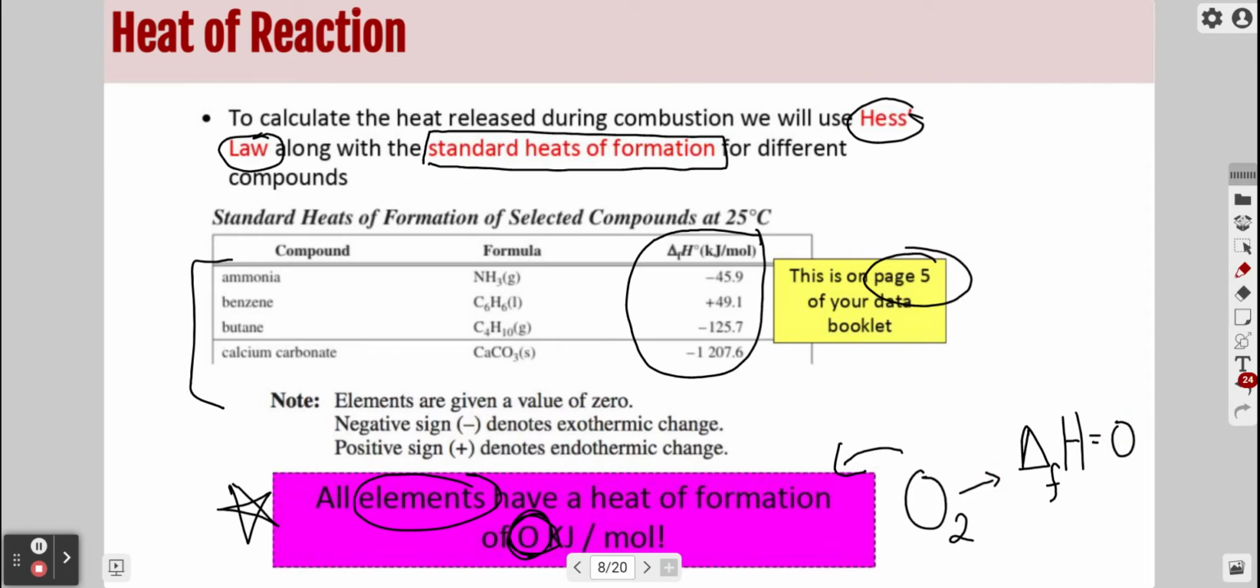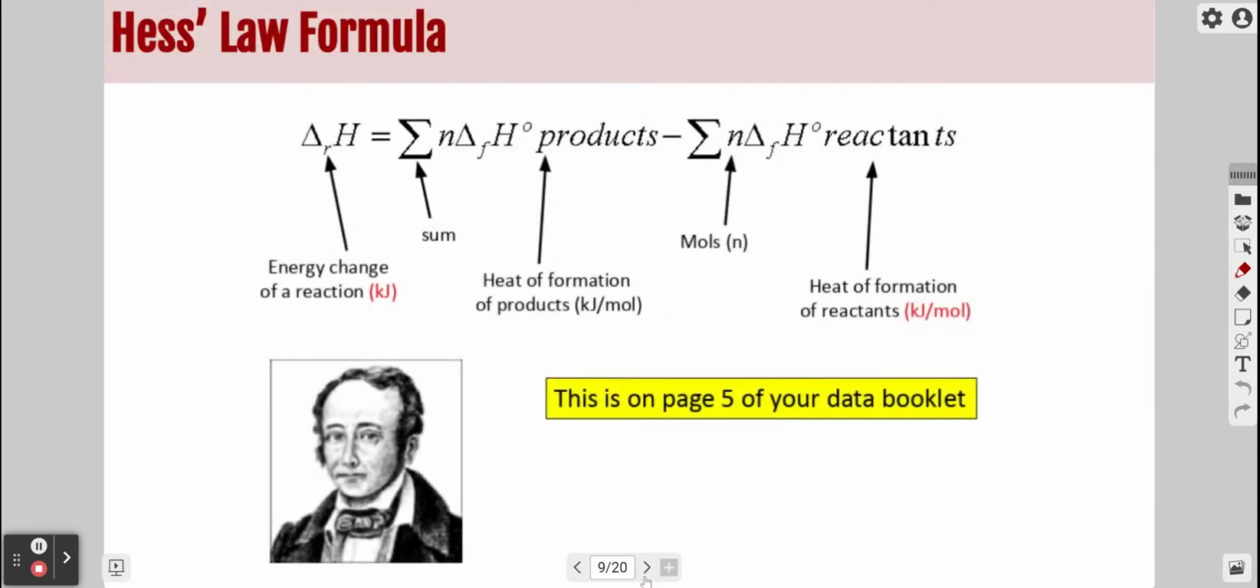Okay. If you have a compound, then you just look it up in the chart. If you have an element, you know it's going to be 0. Okay, let's put this into action. First, we have to take a peek at what this formula looks like, and this is the formula. This is also on page 5 of your data booklet.